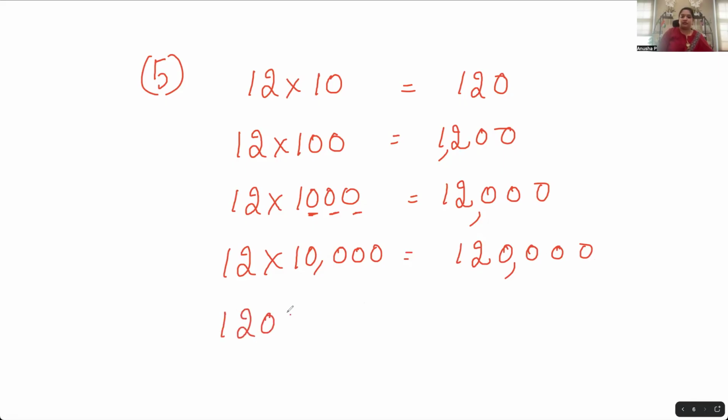Last example, if you are multiplying 1200 times 100, what will you do? Do 12 times 1, which is 12, and we have 1, 2, 3, 4 zeros. That is also 120,000.